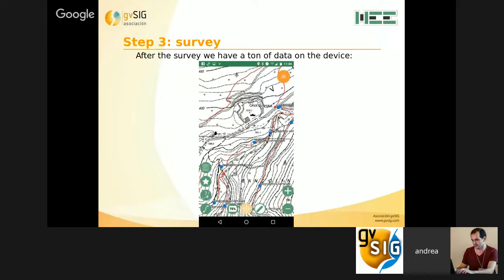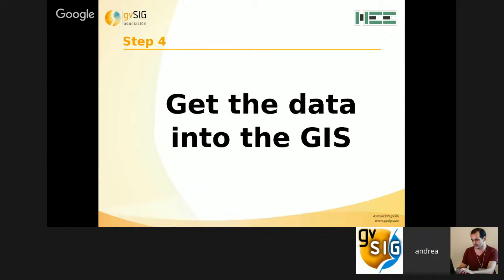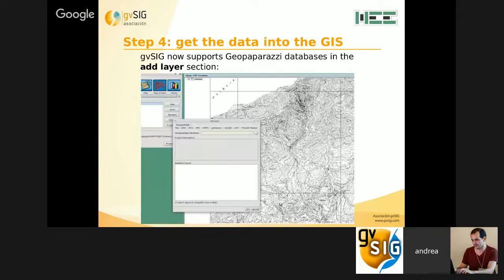Once you've done your survey, you have a ton of data on your device. In this case, the survey we did was a little less than a gigabyte, around 800 megabytes, and lots of pictures, lots of GPS logs, and lots of GPS points. So at that point, you need to get your data into the GIS. And again here, gvSIG has been integrated with support for Geopaparazzi databases.